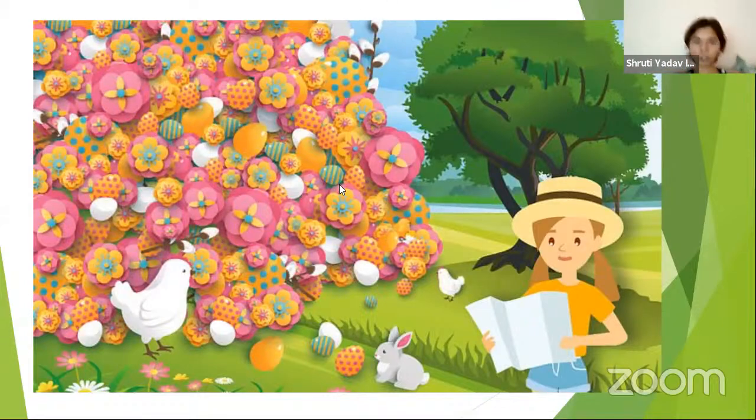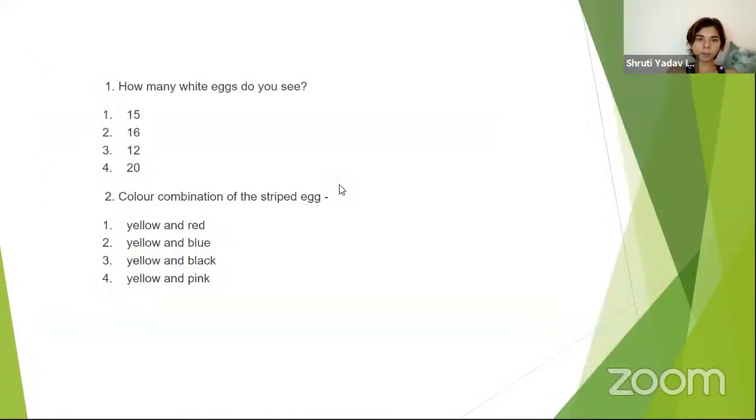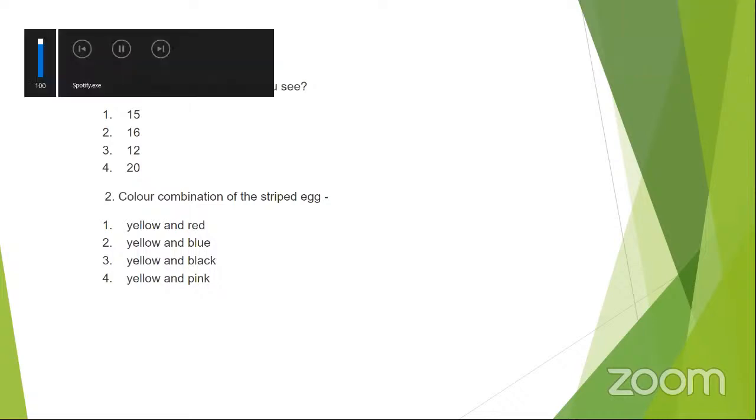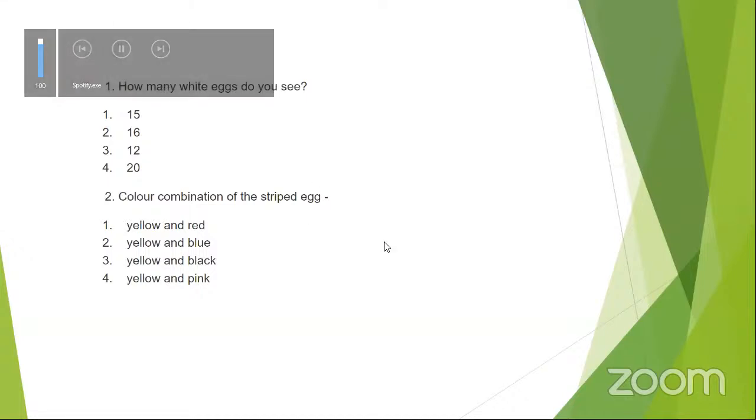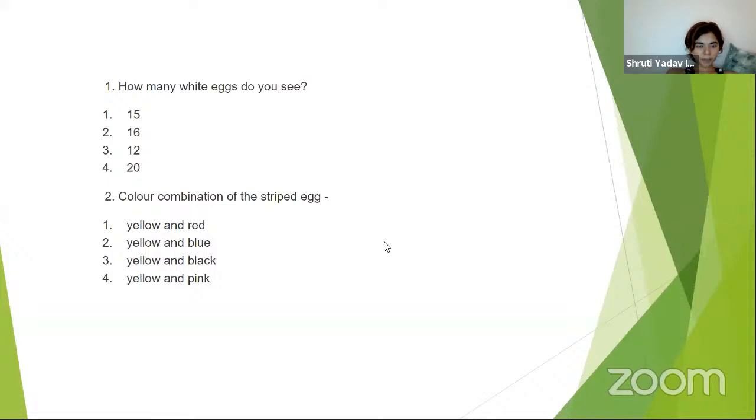Okay, guys. So let's go to the questions for this one. How many white eggs do you see? 16. 15. 16. Okay. Color combination of the striped egg was? Yellow and blue. Yeah. So yellow and blue.